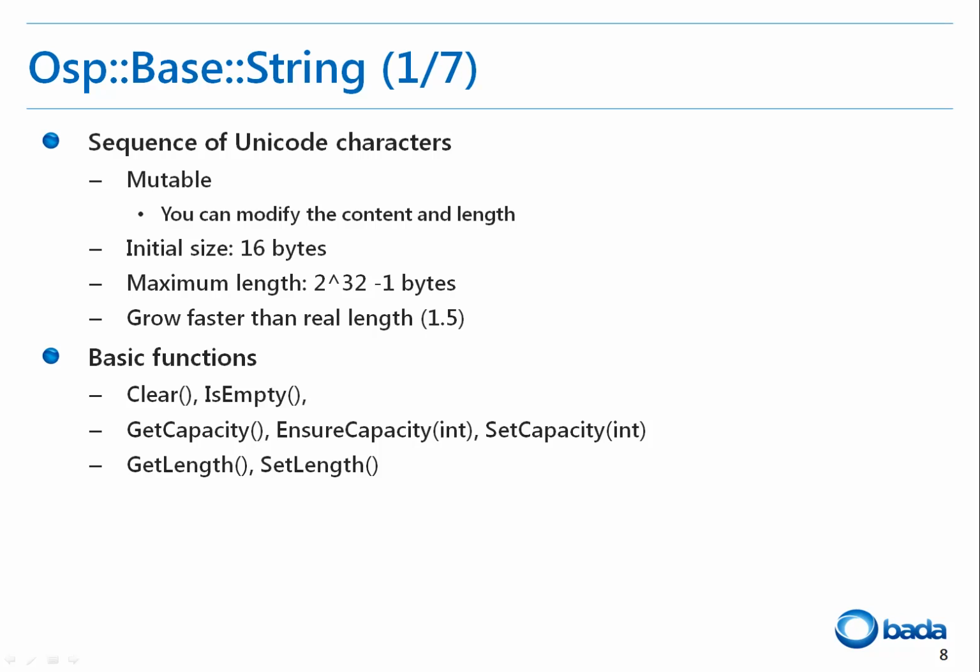The primitive functions provided for the string class include functions to clear the string and to identify whether the string is empty, such as the clear and isEmpty functions. In addition, the getCapacity function can be used to get the size of the allocated memory, and the ensureCapacity and setCapacity functions can be used to set the capacity of a string. Also, the getLength and setLength functions to acquire and set the length of the actual string are provided.